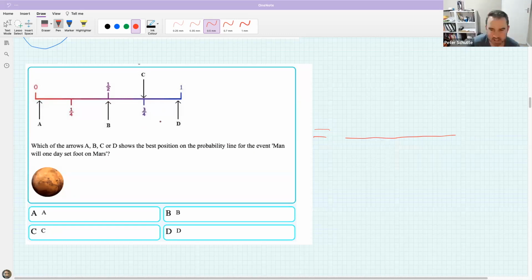And this is more just about understanding the scale. Which one do you think it is? I think you could make an argument for 2 of them.